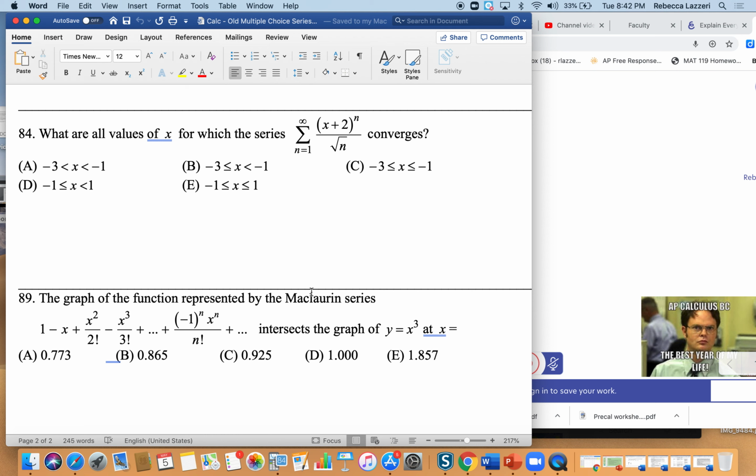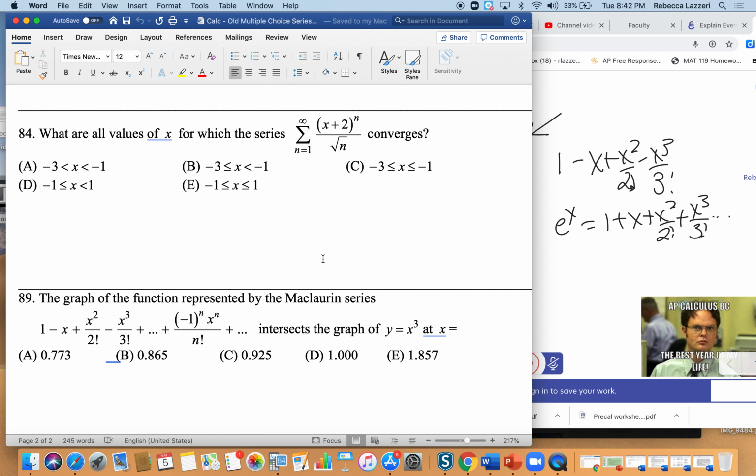All right, this is a continuation of our work on series. If you look at number 89, right down there, if we have 1 minus x plus x squared over 2 factorial minus x to the third over 3 factorial. That reminds me a lot of e to the x, which is 1 plus x plus x squared over 2 factorial plus x to the third over 3 factorial.